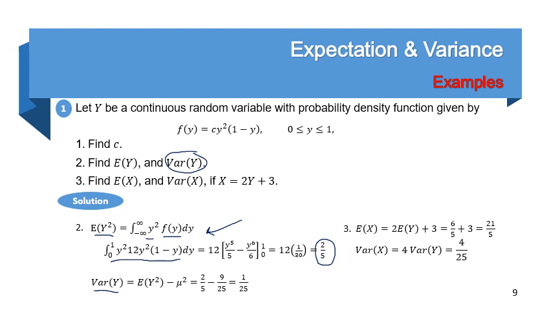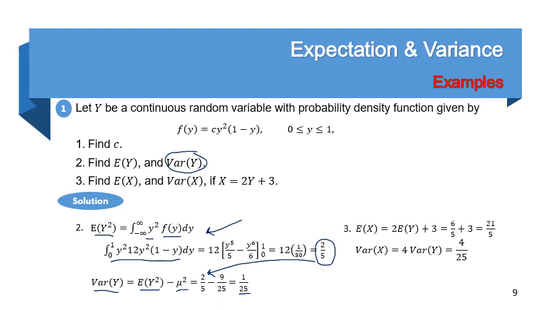You put the expectation of y square minus the mu square, which is the 2 over 5 we got in the expectation square from here, minus the mu, which was 3 over 5. When you square it, it will give you 9 over 25. So finally, your variance will be 1 over 25.